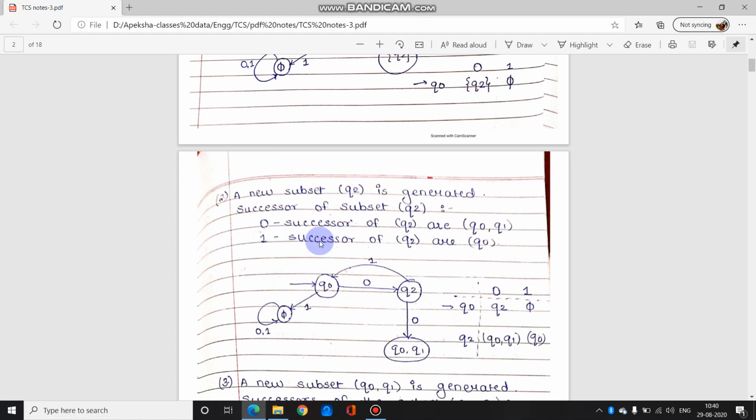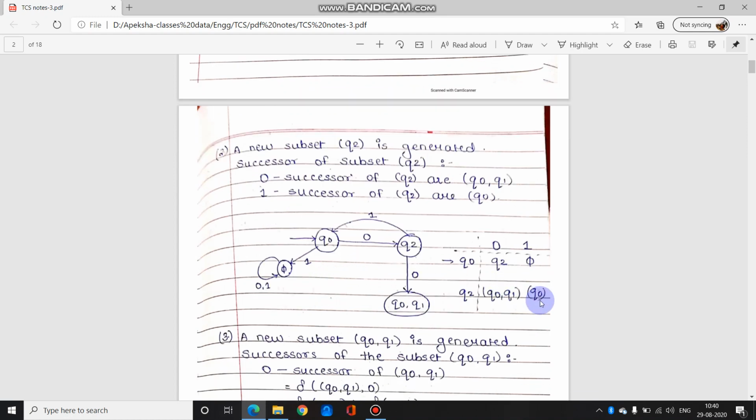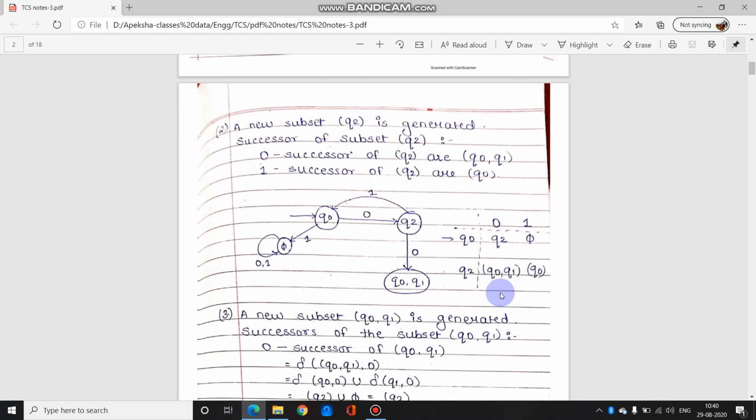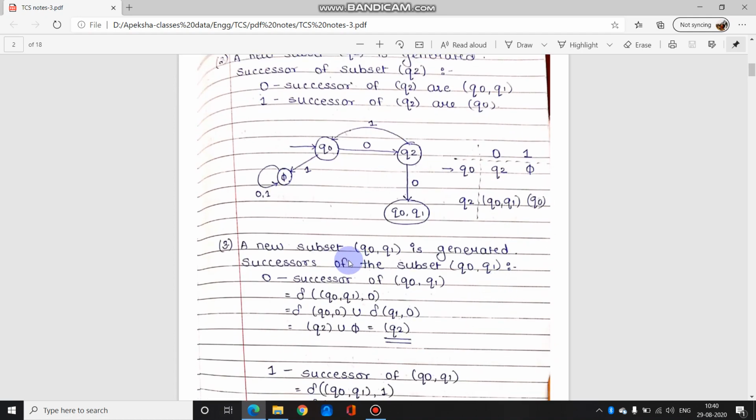So the next successor, what is it? On Q2, the inputs are considered. On Q2 the input 0 leads to the Q0 Q1 state. On Q2 an input 1 leads to the Q0 state. So the transition table for this is over here. Q0 has already been processed, Q2 has already been processed. So the next subset we discover is nothing but Q0 Q1. So the next analysis will be done on these two states.